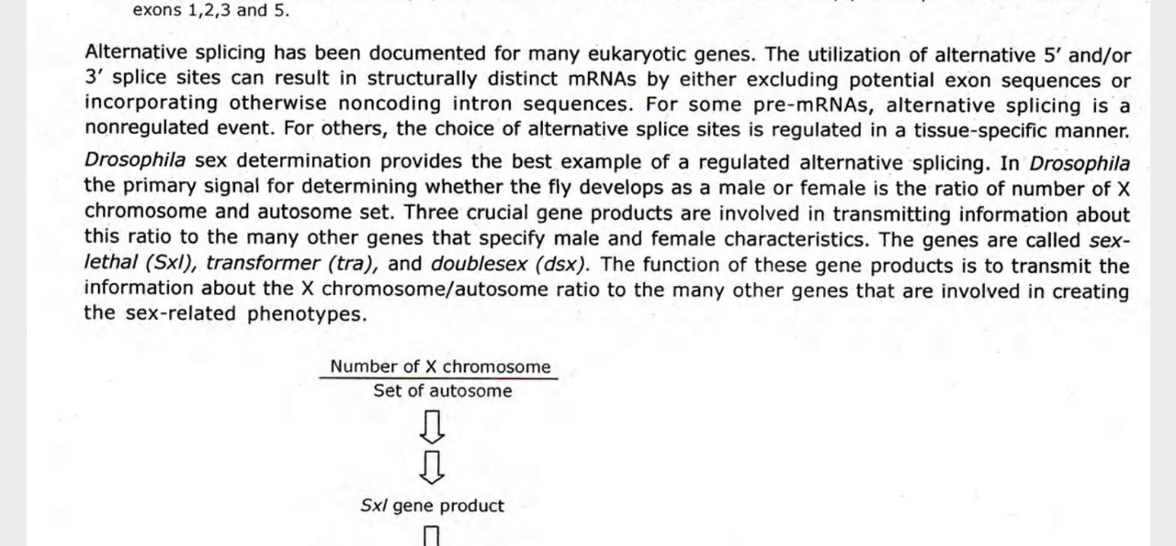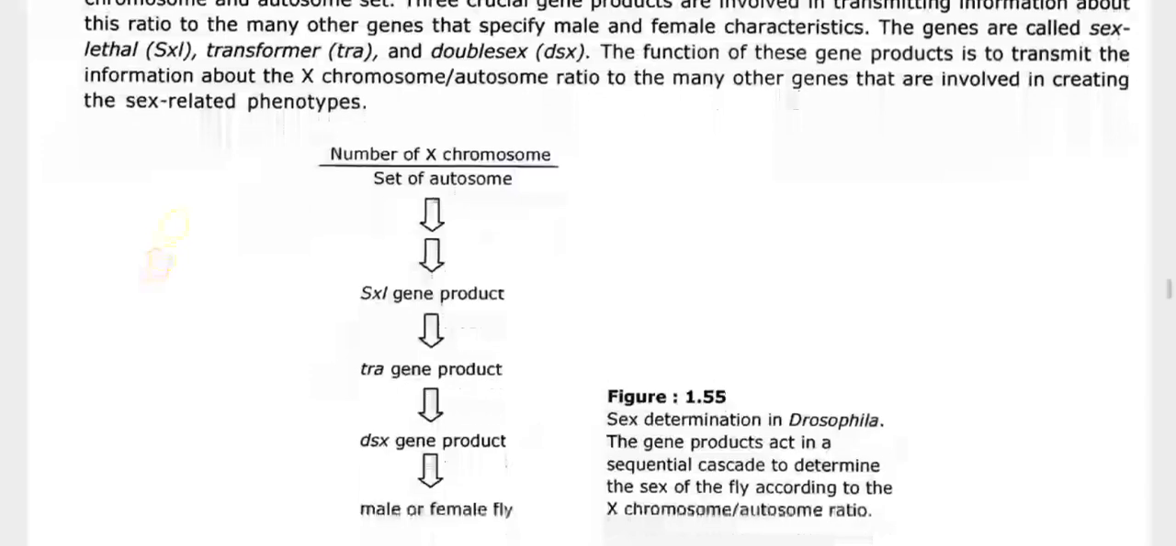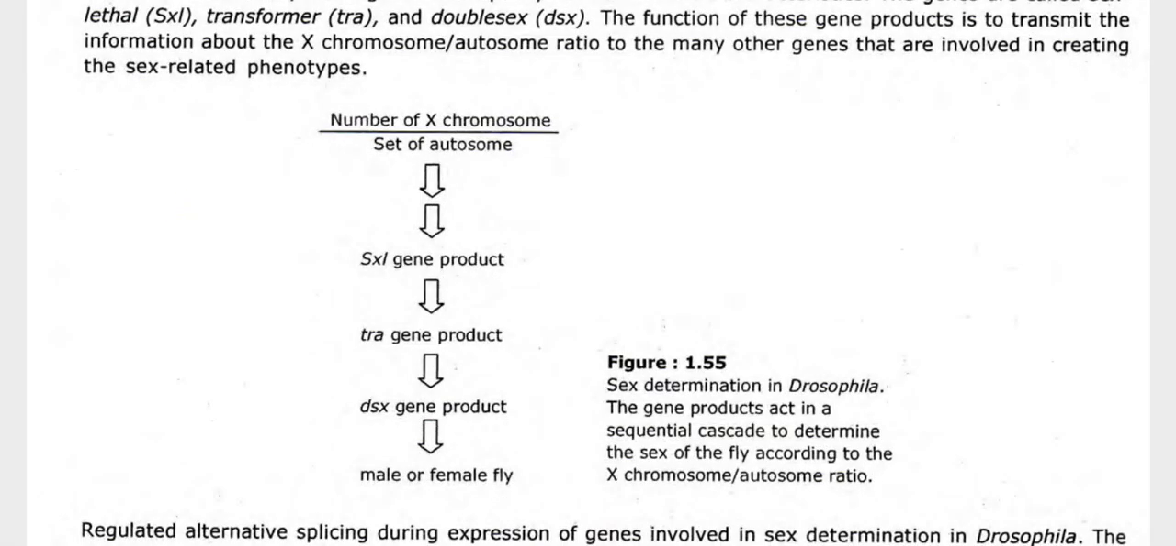The function of these gene products is to transmit the information about the X chromosome to autosome ratio to the many other genes that are involved in creating the sex-related phenotypes. Number of X chromosomes, set of autosomes, SXL gene product, TRA gene product, DSX gene product, male or female fly. In Drosophila sex determination, the gene products act as a sequential cascade to determine the sex of the fly according to the X chromosome to autosome ratio.